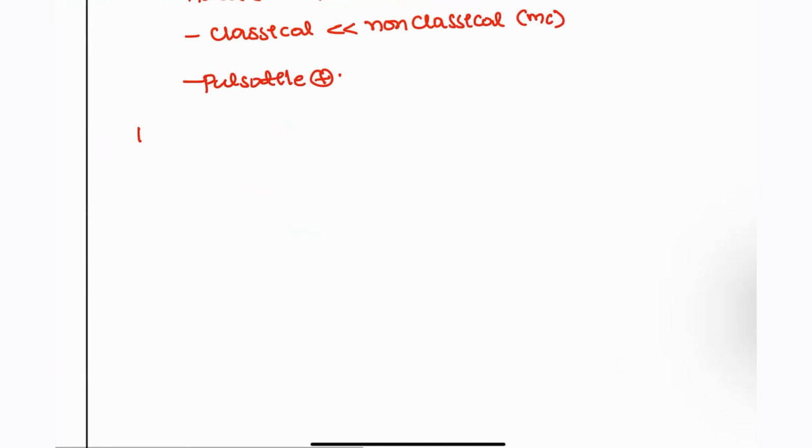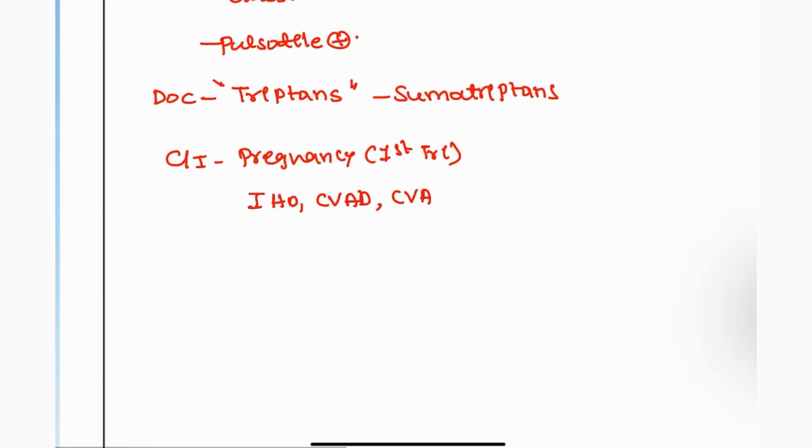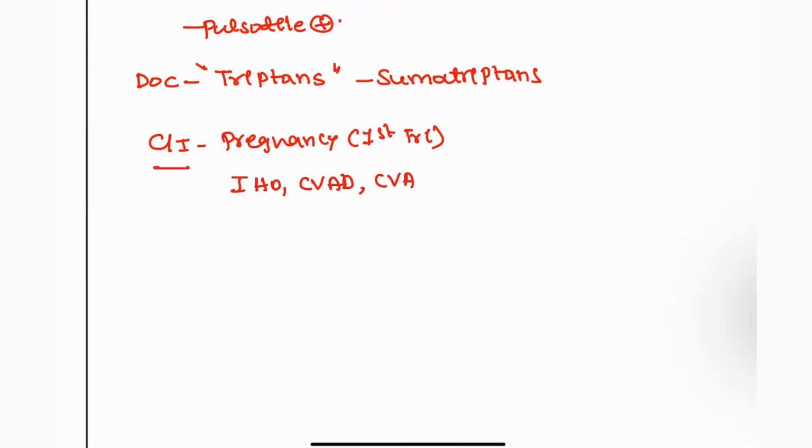Next, coming to the treatment, the drug of choice is basically triptans. Triptans, such as sumatriptan, will be given for this patient, right? But triptans are not given in some patients because they cause vasoconstriction. For that reason, they are contraindicated in pregnancy; the first trimester is contraindicated, while in the second and third you can give sumatriptan. Ischemic heart disease, cardiovascular disease and patients suffering from cerebrovascular accidents, that is CAD and CVA, are contraindicated for these drugs. Other drugs we can give are ergot alkaloids and others.